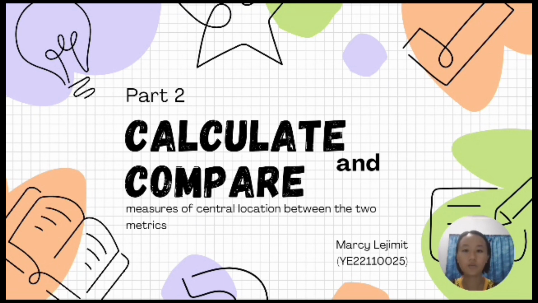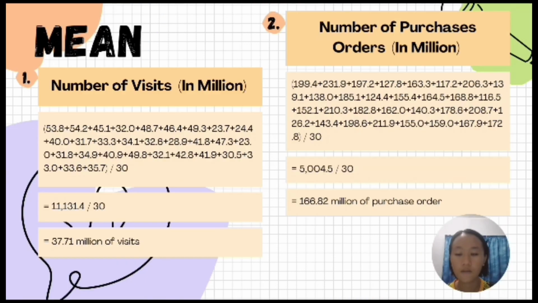I will present part 2: calculate and compare measures of central location between the two metrics. First, a measure of central location is the mean. Mean is when we sum up all the values in the data and divide it by the total number of values in the data.